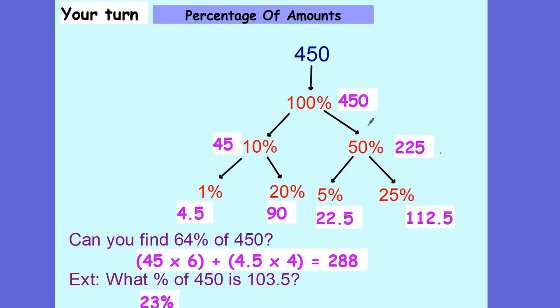Okay, Year 8, this should have been your answer. You should have found 100% was 450, 225 was 50%, 112.5 was 25%, 22.5 was 5%, 45 was 10%, 90 was 20%, 4.5 gave you 1%. You could then add together 45 times 6 plus 4.5 times 4 to give you 288. And if you worked out what percentage of 450 is 103.5, you'd have got 23%. Well done if you got that right.